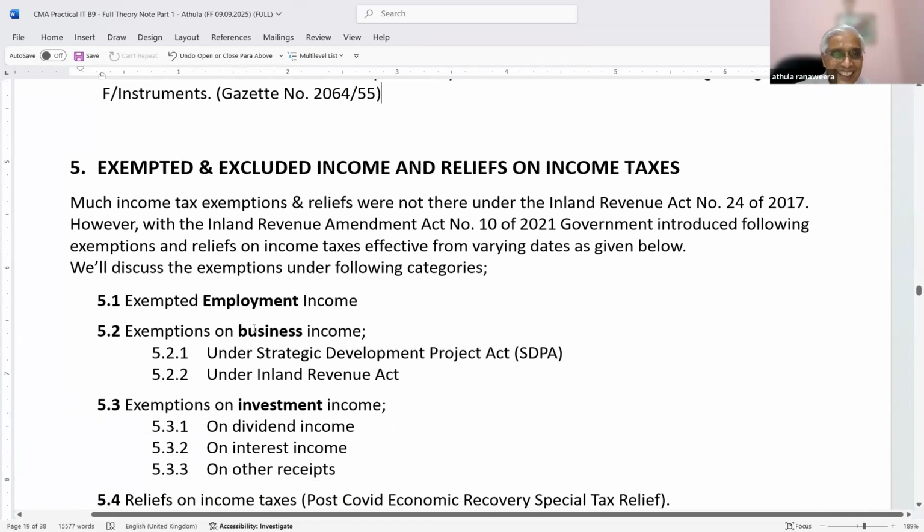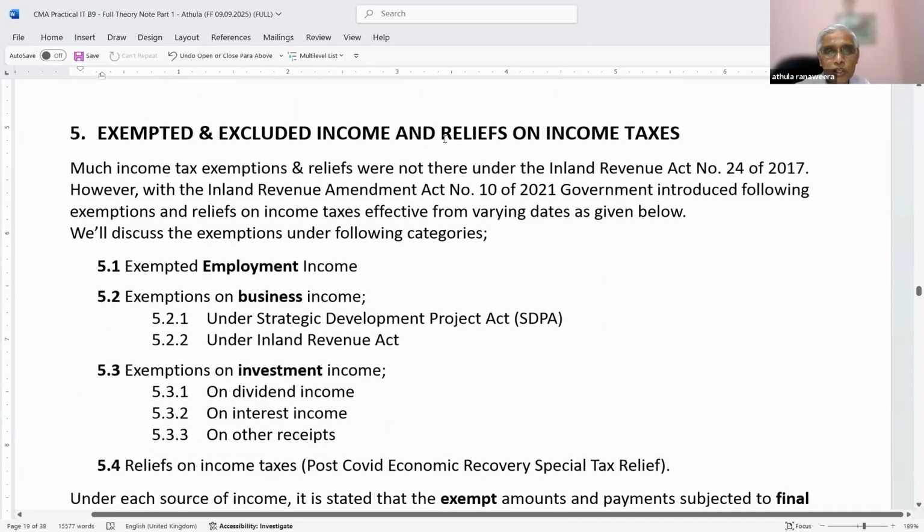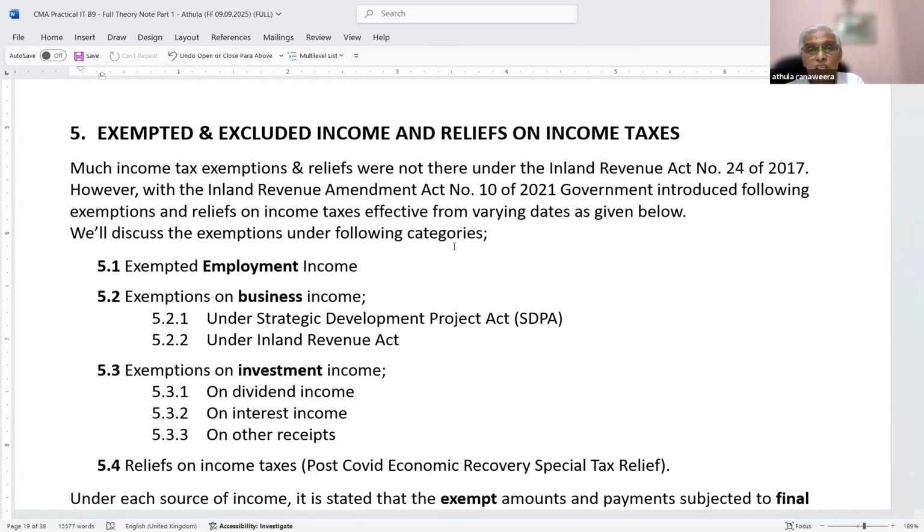Right. Now we'll move to exempted and excluded income and reliefs on income taxes. Under income tax law, there are exemptions. There used to be a lot of exemptions. Now only very few exemptions are there, and some reliefs. Certain reliefs mean lower tax rates, and certain deductions. Some are especially lower tax rates.